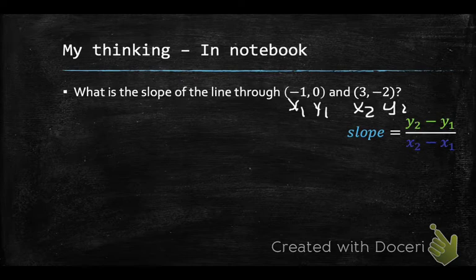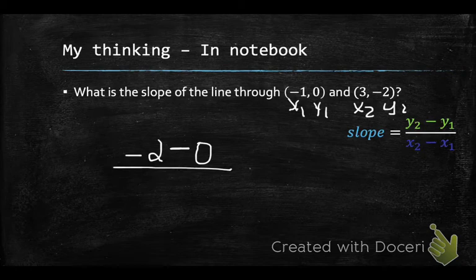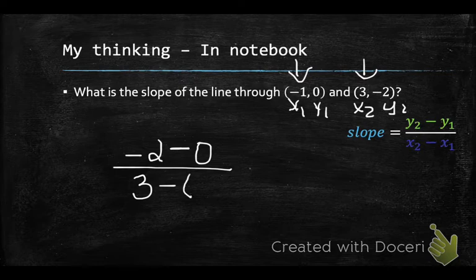So we start with y2. I labeled y2 as -2, so -2 minus y1, which is 0, over x2, I labeled as 3, minus x1, which is -1. And you have to realize when you're plugging in a negative, we've talked about this before, you have to put parentheses around it. So minus -1.